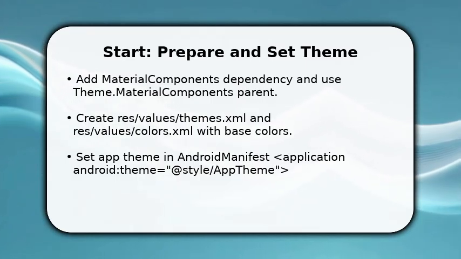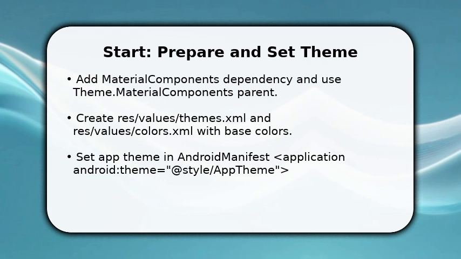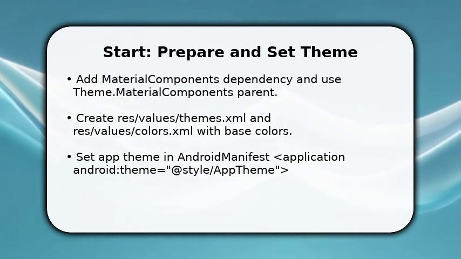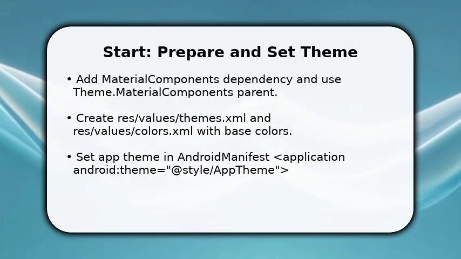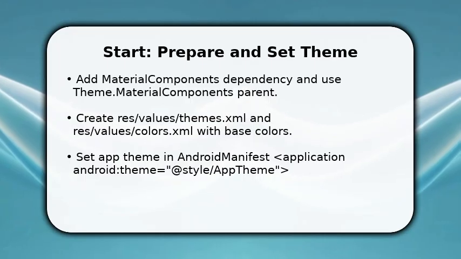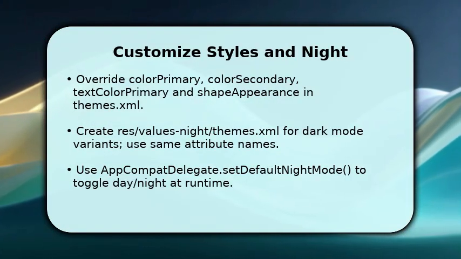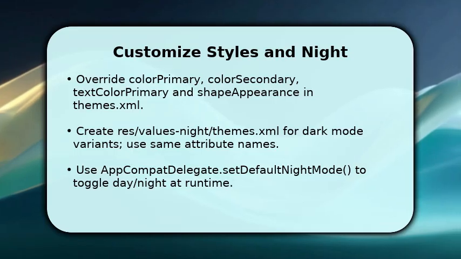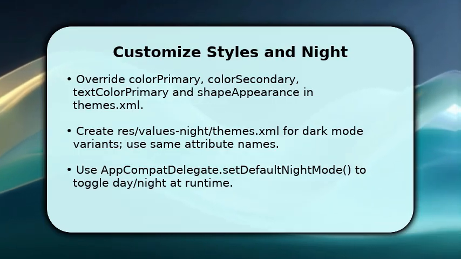Once done, set the application theme in AndroidManifest to your new @style/AppTheme so activities inherit it immediately, and you can iterate without editing each layout. Now focus on the detailed implementation. Override Material attributes like colorPrimary, colorOnPrimary, and shapeAppearance in themes.xml so components follow your design system.